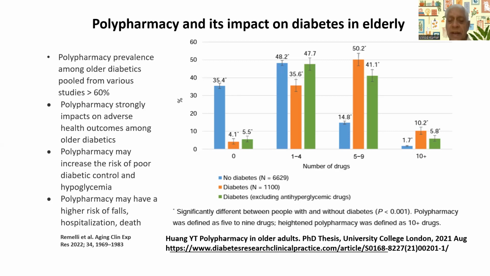Coming to the third part of the graph, you will find that only 14.9% of non-diabetic elderly are taking 5 to 9 drugs. But as many as 50.2% of those elderly who are diabetic may be taking 5 to 9 drugs. And when you come to 10 plus drugs, only 1.7% of non-diabetics are taking 10 plus drugs, but as many as 10% of diabetics may be taking 10 plus drugs. So this is the scenario.